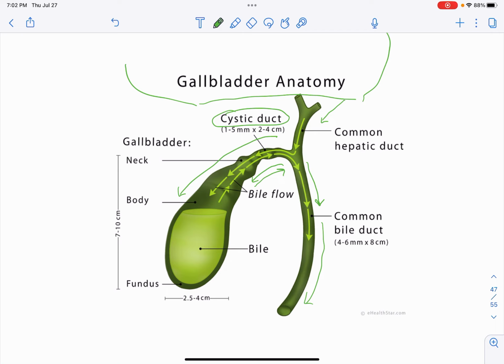All right, so the gallbladder has a pretty simple anatomy. It has a body, a neck, and a fundus. Remember a fundus from the stomach? It's like a pouch-like feature. That's the anatomy of the gallbladder. It's pretty simple. It's just memorizing the different ducts and knowing how bile flows.